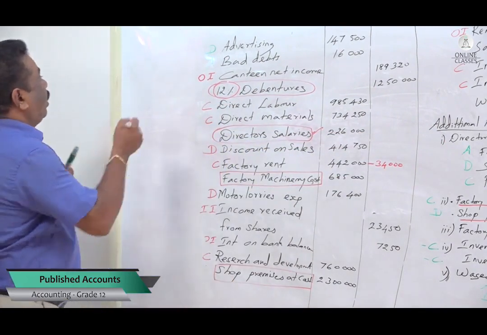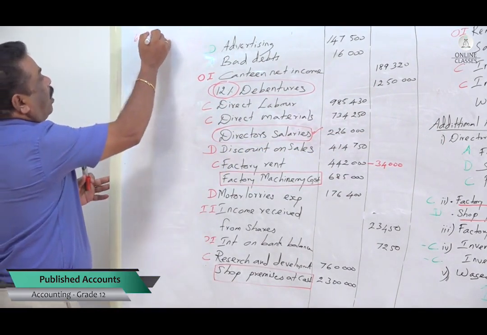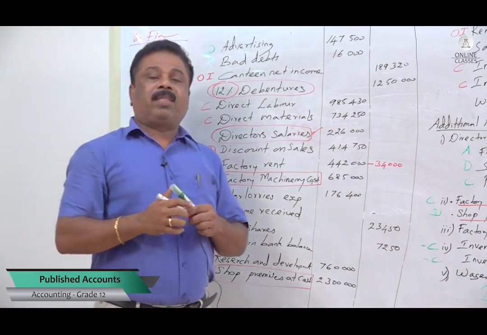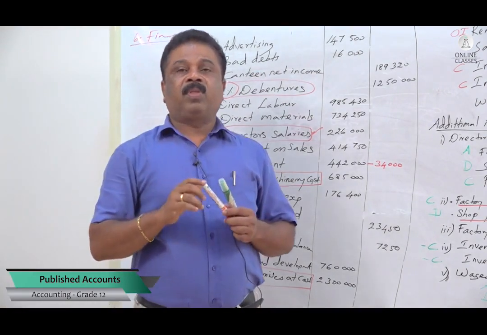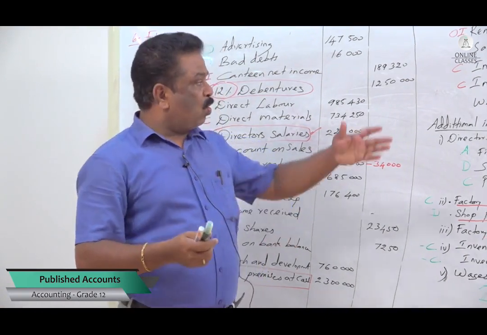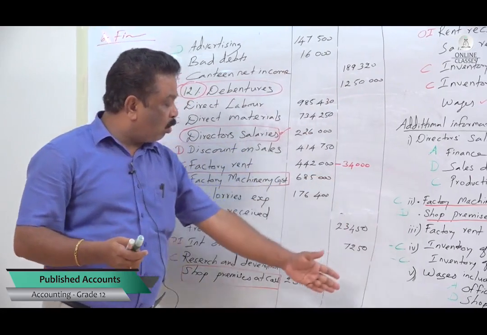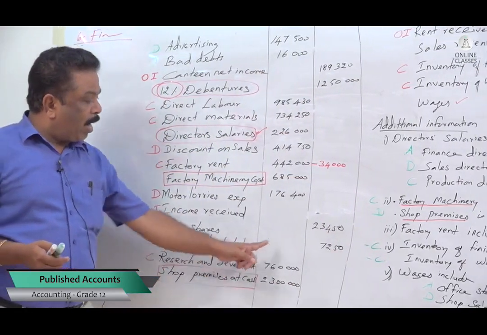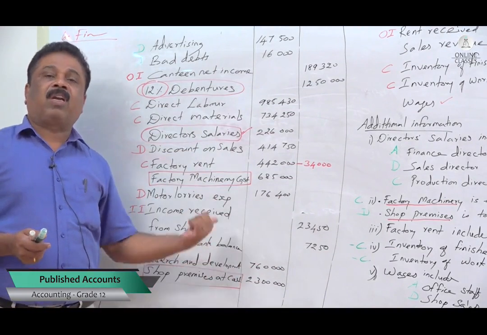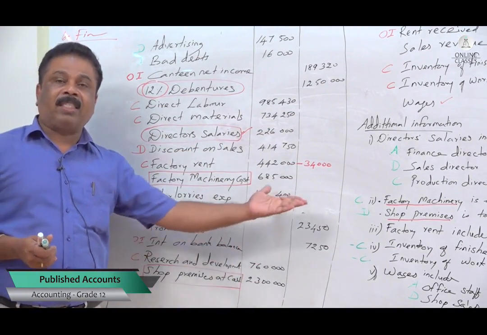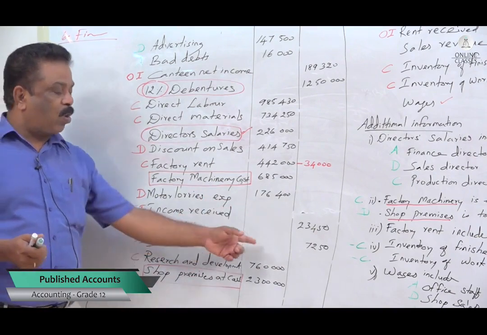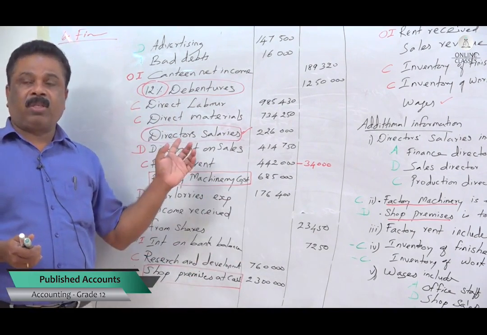Now the 6th one is finance costs. Under the finance costs, remember 3 things will go. One is interest on bank overdrafts. You could notice, is there any interest on bank overdraft? We have interest on bank balance. Interest on bank balance is different from interest on bank overdraft. Interest on bank balance is an income, whereas interest on bank overdraft is a finance cost.